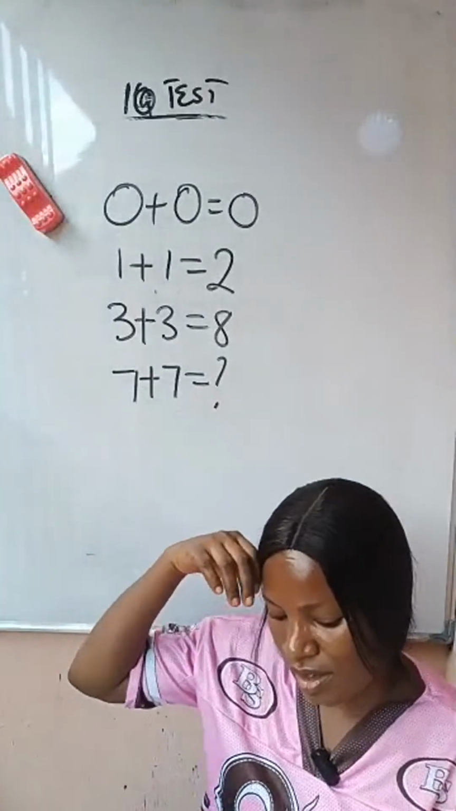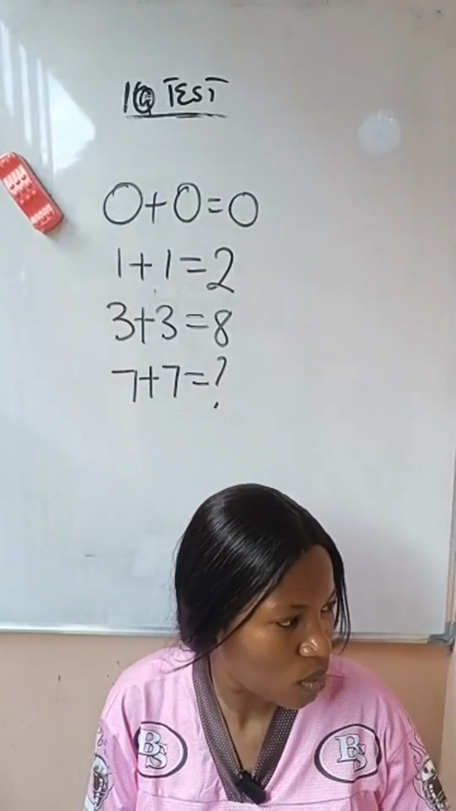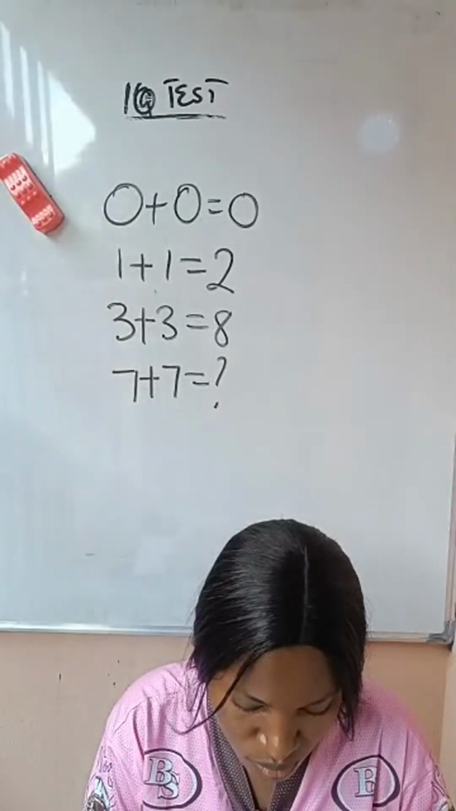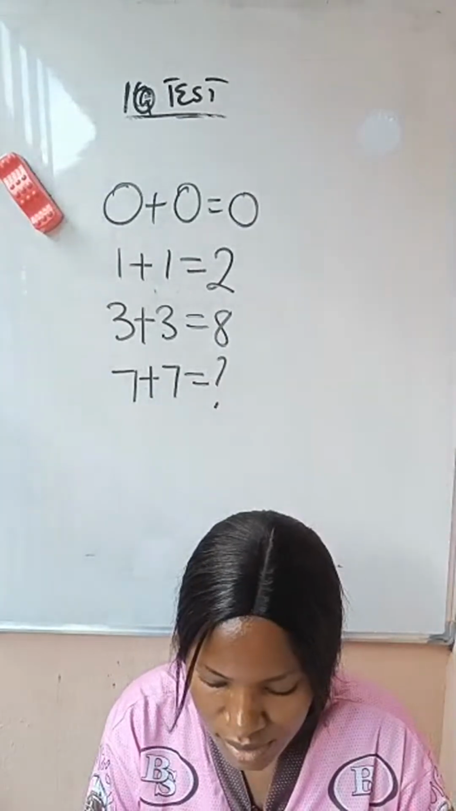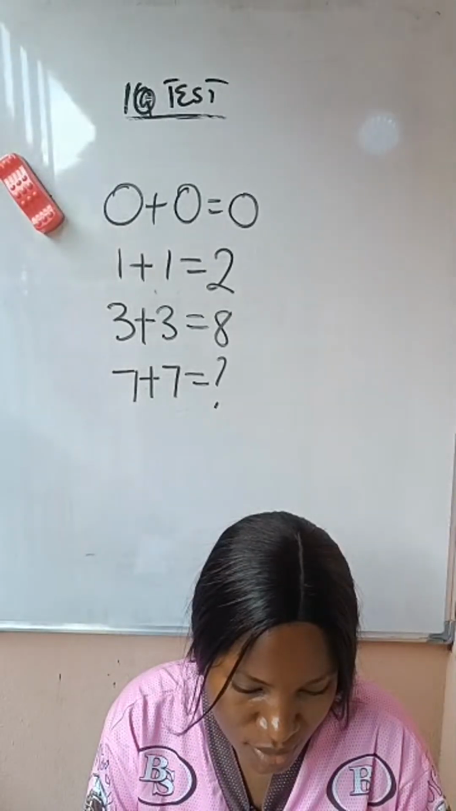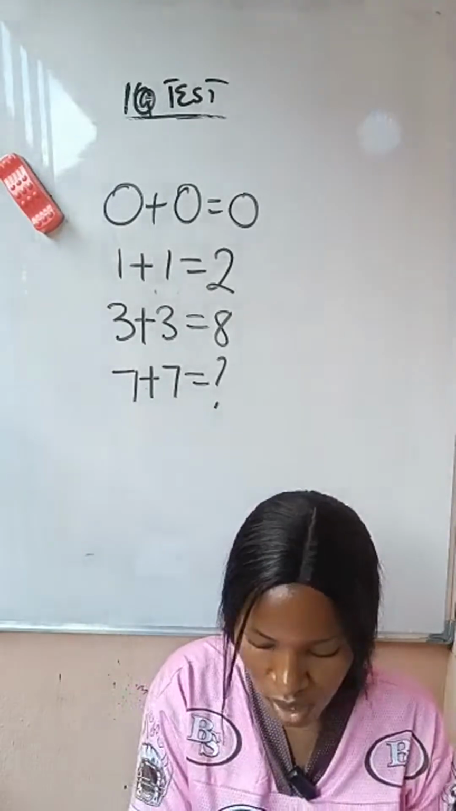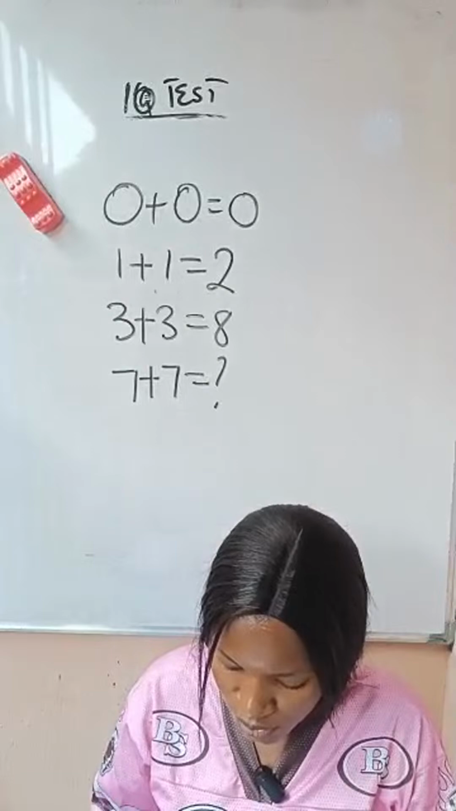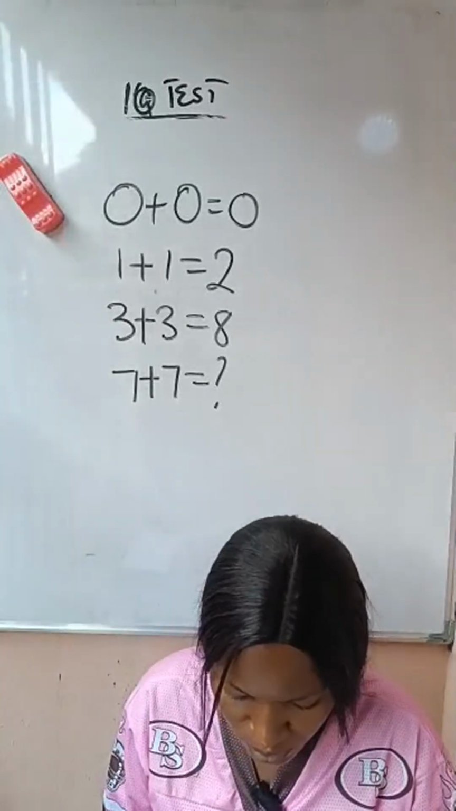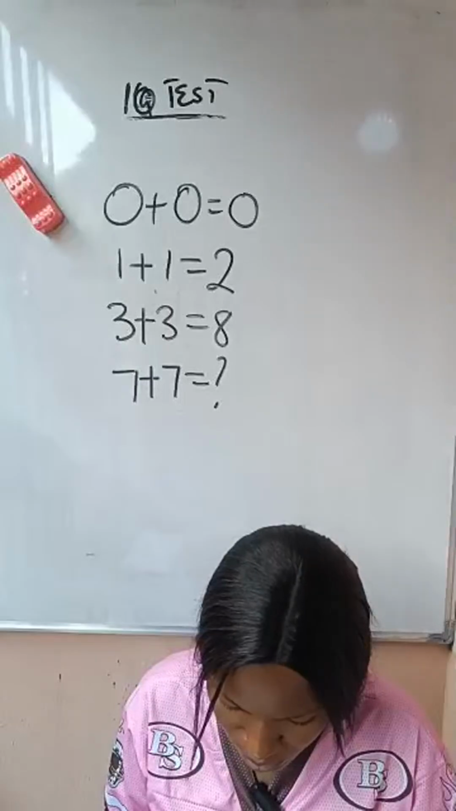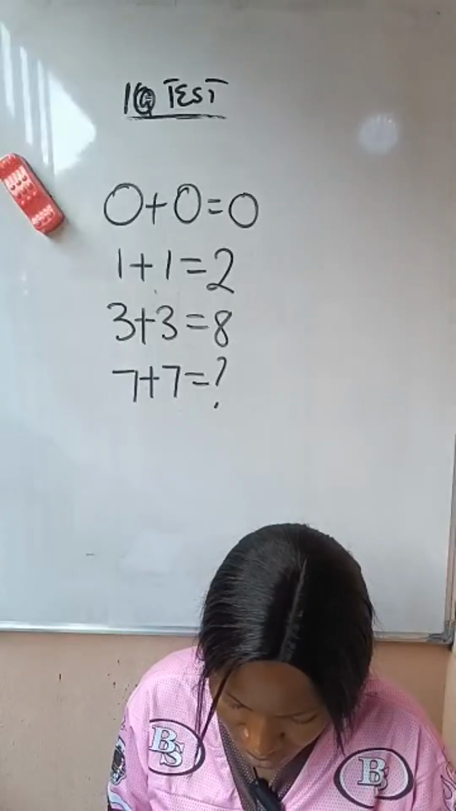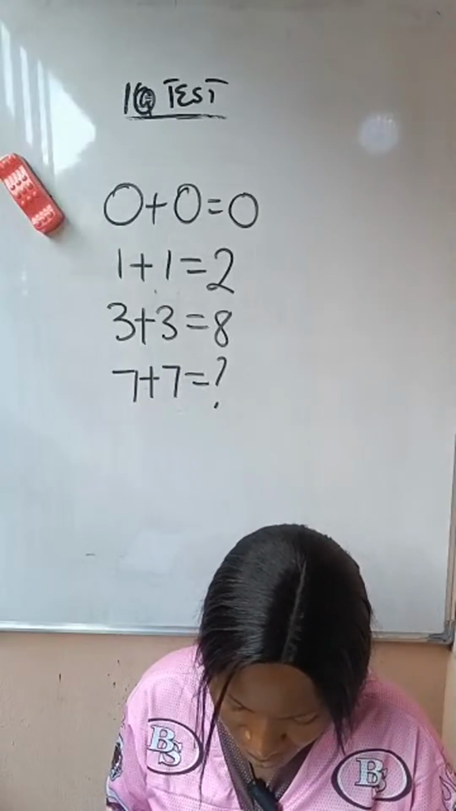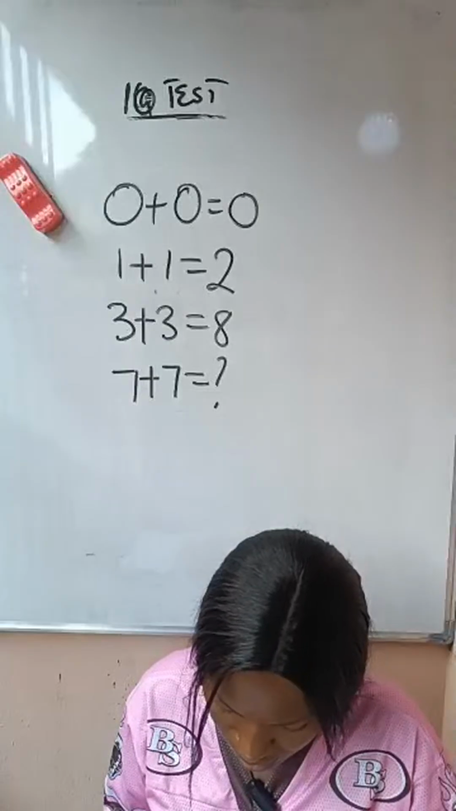Someone said the answer is 22. So I have 22 by Godwin. Remember that this is an IQ test. So take your time to actually see the pattern, and take another time to ensure you apply the pattern very, very well.